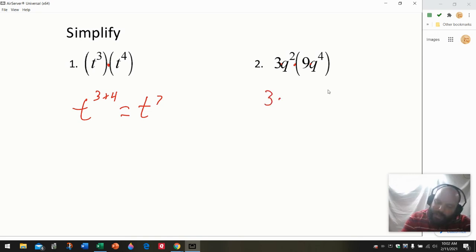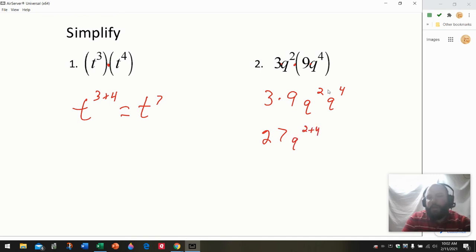So I'm going to go ahead and move this around. So I'm going to write 3 times 9. I'm going to put the two constants together. Then I'm going to write q to the second and then q to the fourth. Now we can go ahead and combine different things. So we have 3 times 9 first, which becomes 27. And then the q's, because the bases are the same, we could go ahead and add their powers.